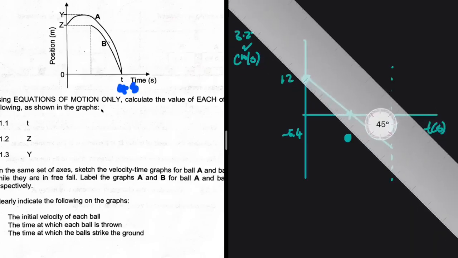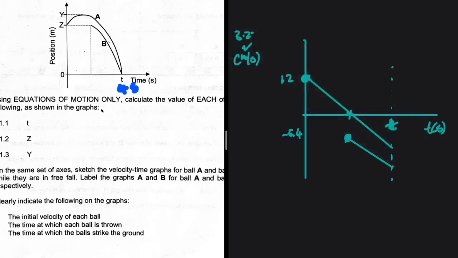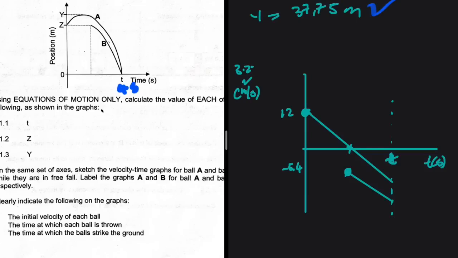Ball B is projected downwards, so it starts here and then stops at time T. So you're supposed to have something like this as far as the velocity-time graph is concerned. So there we go.